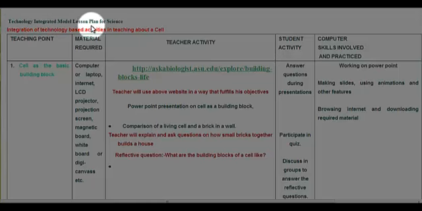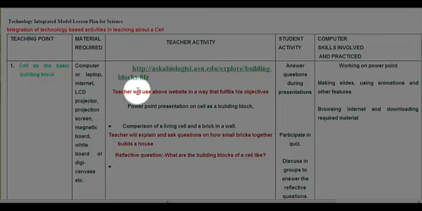Here's a technology integrated model lesson plan for science, and it shows how meaningful and purposeful a way of integrating technology can do wonders. There are various heads over here. The purpose of this plan is to teach in a traditional classroom and also online. The teaching point here is the cell as the basic building block.